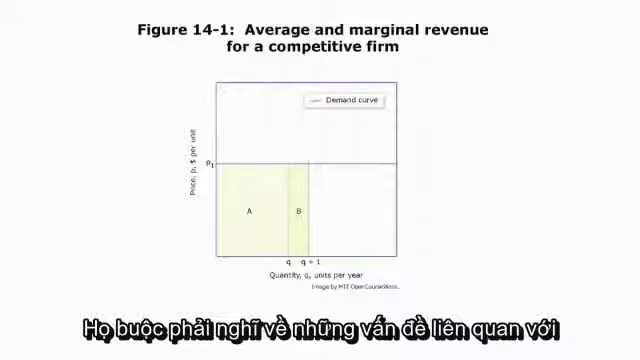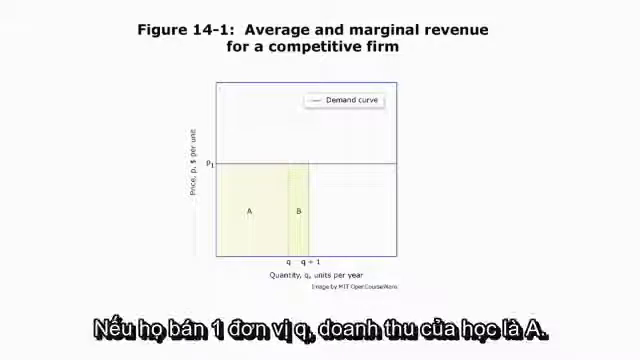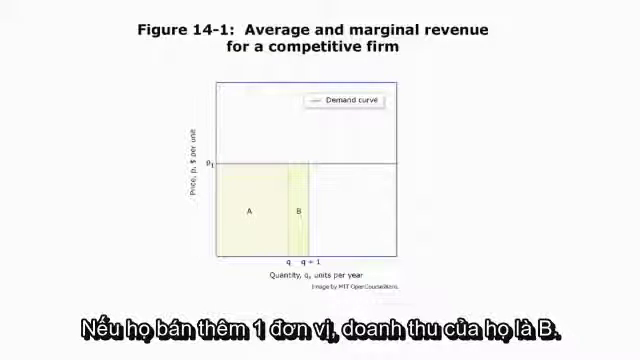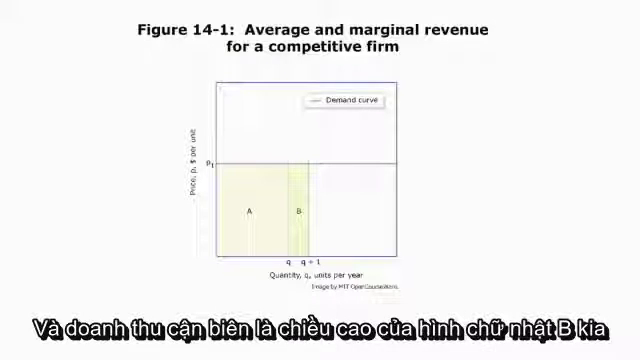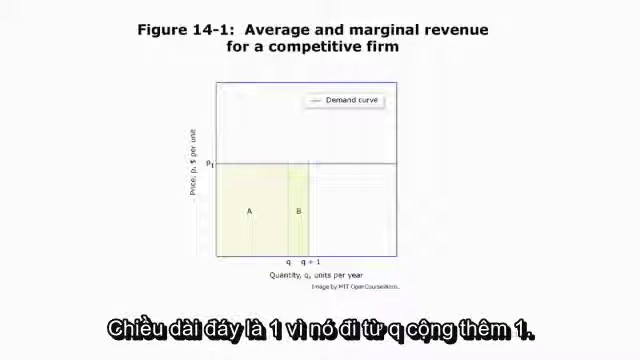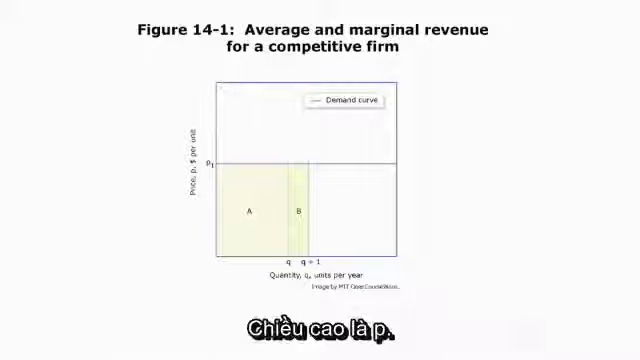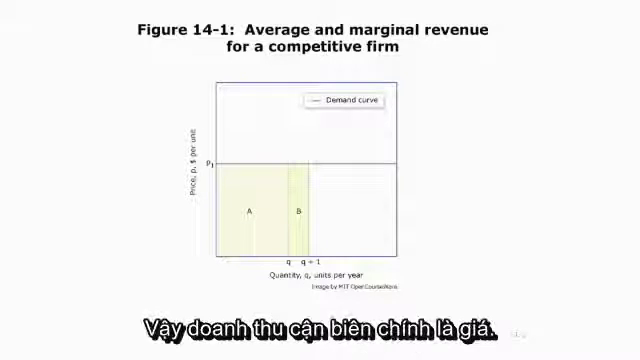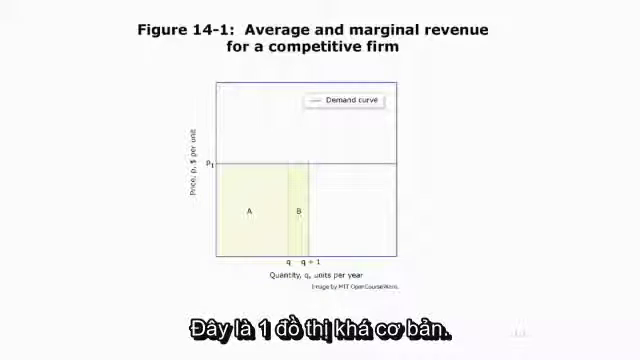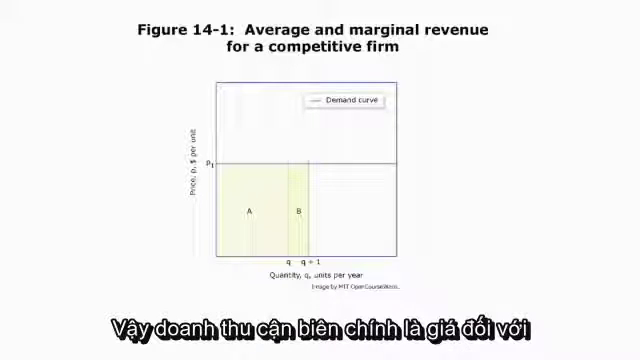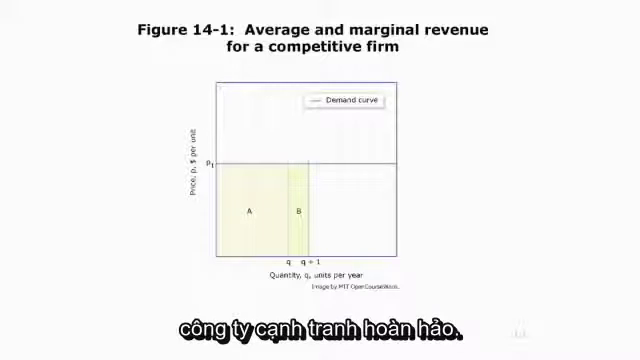So they have to think about the implications of the marginal unit they sell. Well, if they sell little q units, their revenue is A. If they sell one more unit, their revenue is B. And the marginal revenue is the height of that rectangle B times the base. The base is 1, because it goes from q to q plus 1. The height is P. So the marginal revenue is price. This is a pretty basic diagram. So marginal revenue is price for the perfectly competitive firm.